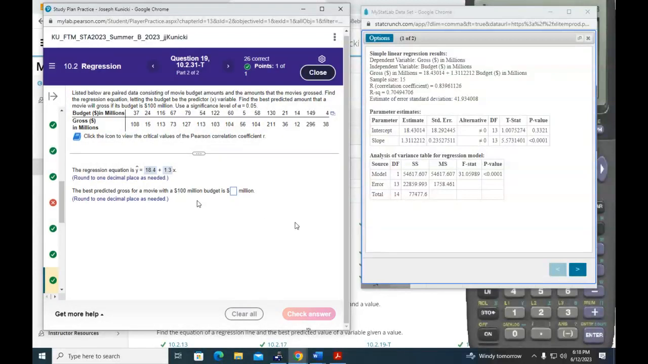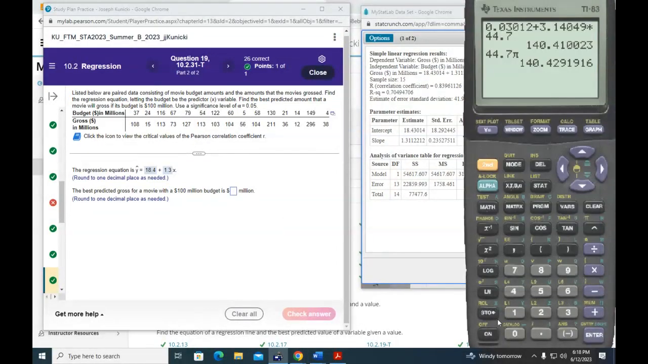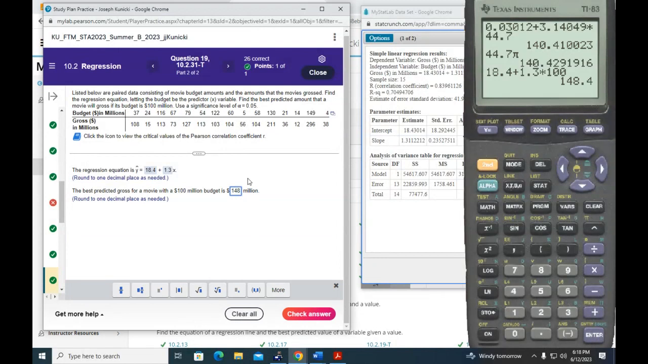All right. Now, can we use it? Yes, because the p-value is low. It's 0 essentially, which means it's a significant correlation. It's positive because R is positive. And for the best predicted value, I will take 18.4 plus 1.3 times 100. It's millions. So 148.4.